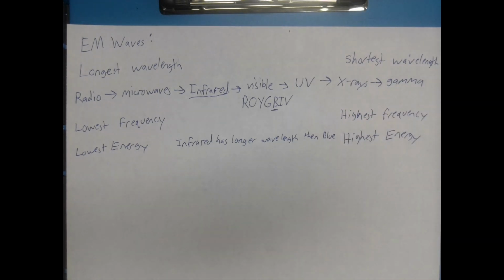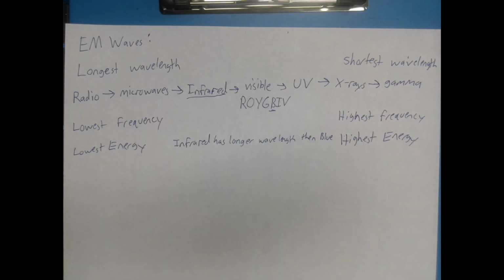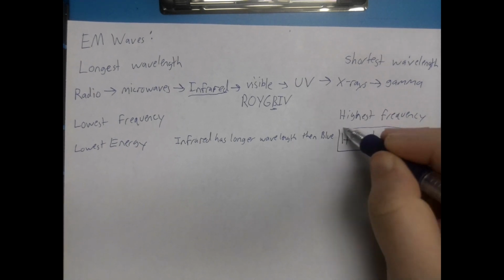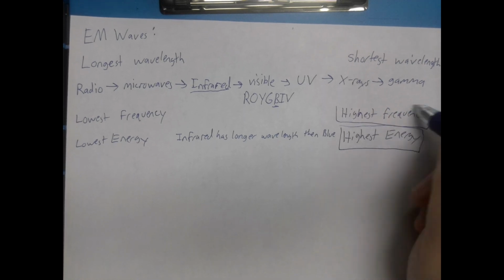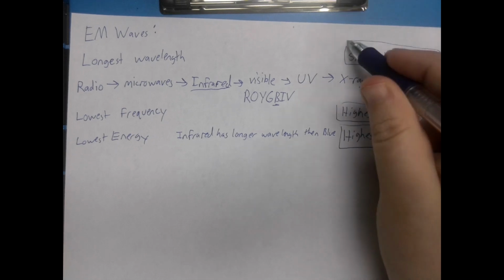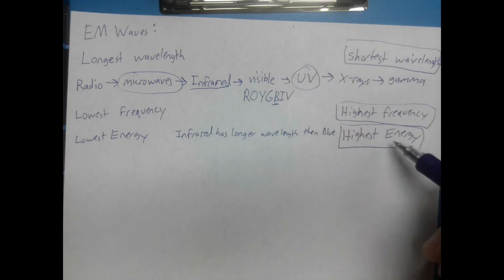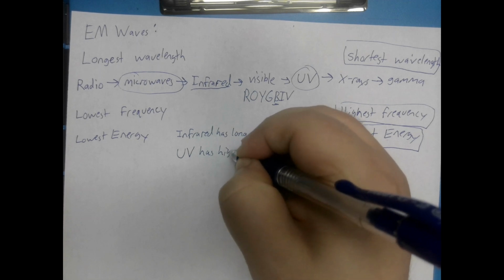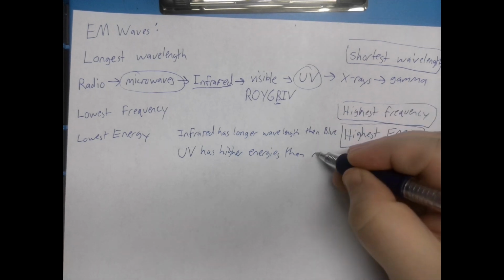Which has more energy, microwaves or UV light? So remember, the higher energies is over here. So this side has higher energy, higher frequency, and shorter wavelength. So looking at microwave versus UV, UV is closer to the higher energies. So UV has higher energy than microwaves.